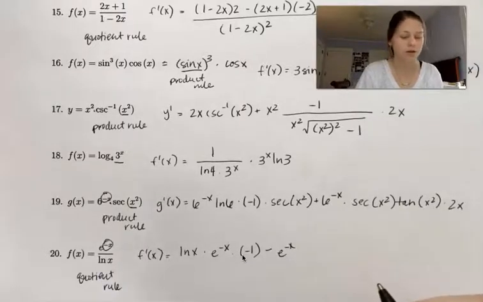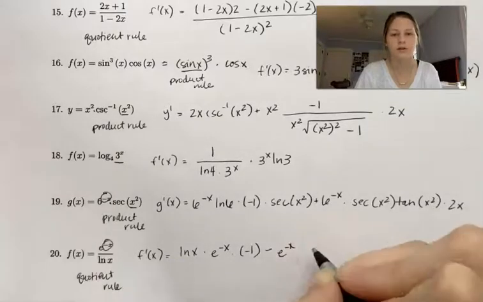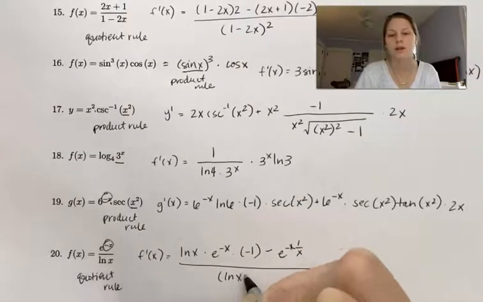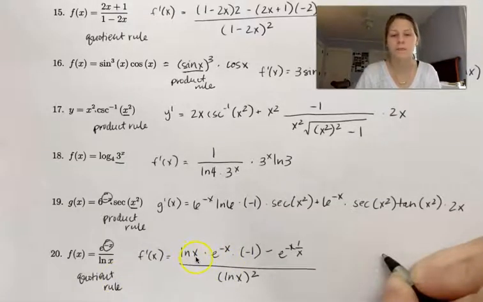over ln of x squared. So here's how we get our final answer. And remember, to get this, we used the quotient rule, which is low times d high minus high d low over low squared.